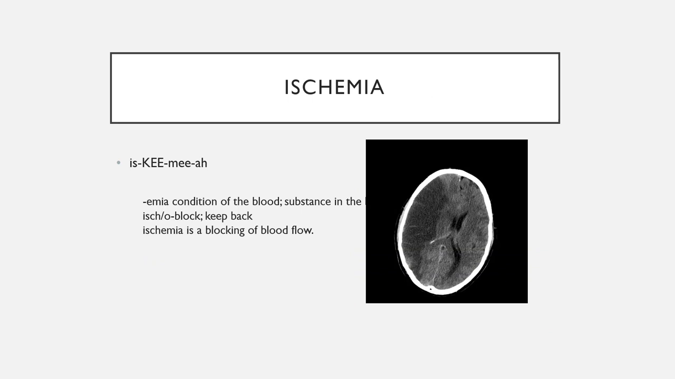Related to ischemia is a transient ischemic attack, or TIA. Sometimes you hear of these as mini strokes. A transient ischemic attack is one where the arteries become blocked and the person experiences symptoms like a stroke, but the symptoms resolve within 24 hours. A TIA is a warning sign of an impending stroke.